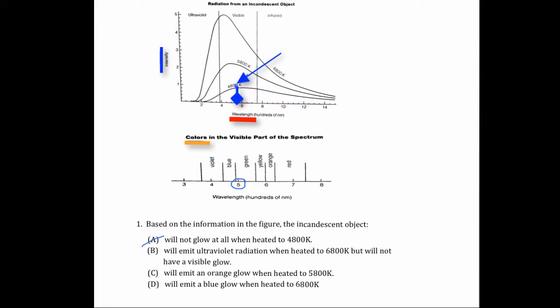So let's look at B. It says the incandescent object will emit ultraviolet radiation when heated to 6800 degrees Kelvin, but will not have a visible glow. So where is the 6800 degrees Kelvin curve? Right here. It's the hottest, actually. So I've made it red. Looking at that curve, we see that the peak energy is right about here. And yes, there may be some ultraviolet radiation, but the peak is actually in the visible spectrum. So B is not correct because the object will in fact have a visible glow.